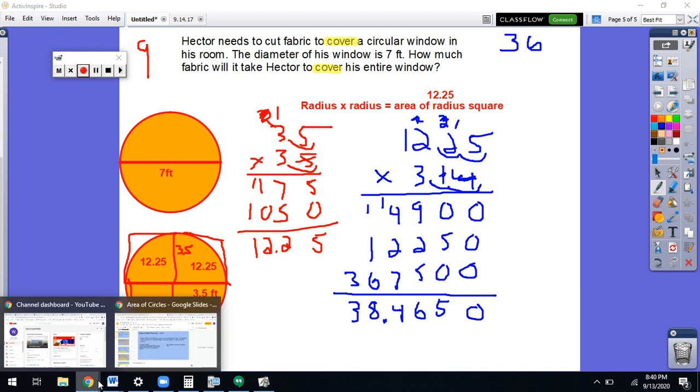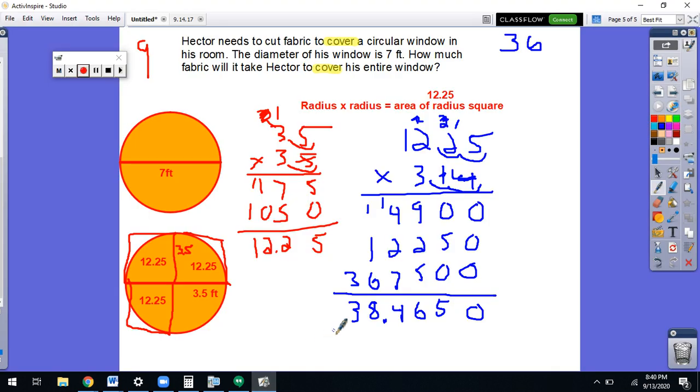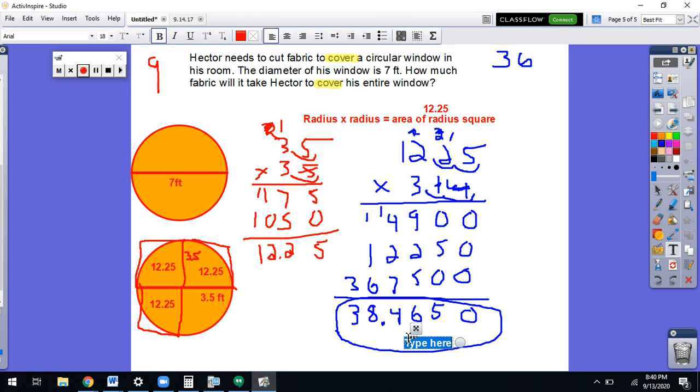So now I go back and check, did I do everything I'm supposed to? Write your answer on the paper and circle it. That's what I didn't do. Hopefully you didn't forget to do that. So I come here and there is my answer. But I need to put my units, so it's going to be square feet, because we're doing area, square, and then feet. And that's the answer.